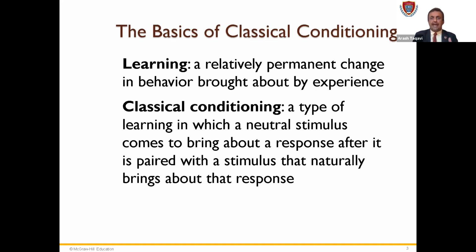For example, cats, lions, dogs, all the pets, all the animals that we can use. They are not pets, but we can use them in the circus. Because of using them in the circus, we should teach something to them. It is based on classical conditioning. What is classical conditioning? Classical conditioning is a type of learning in which a neutral stimulus comes to bring about a response after it is paired with a stimulus that naturally brings about that response.